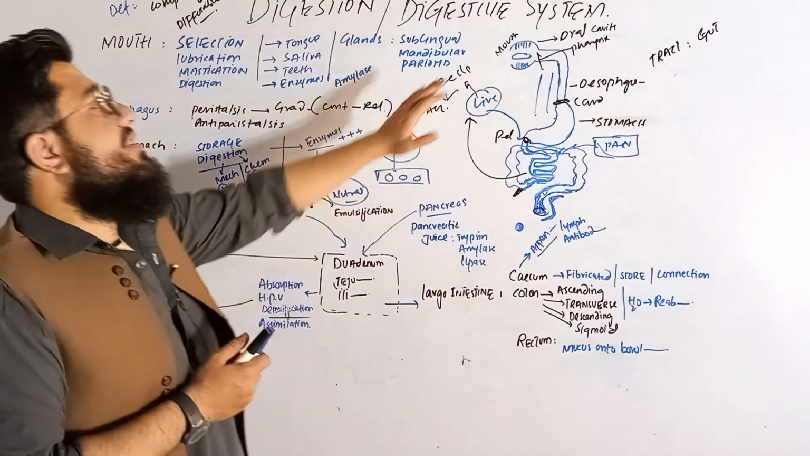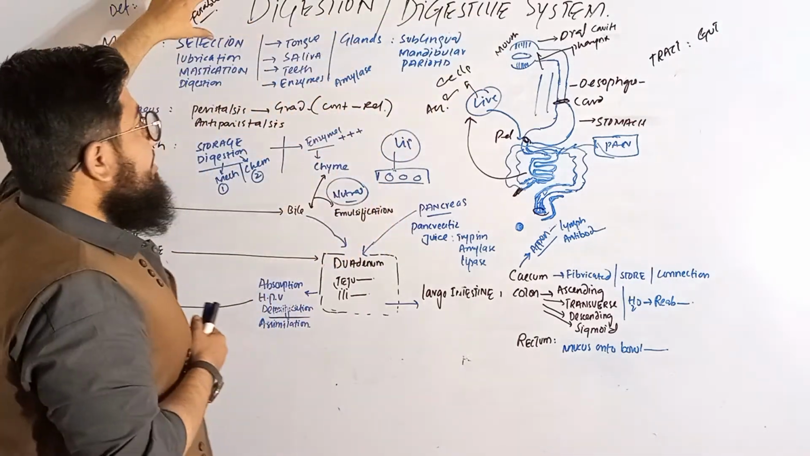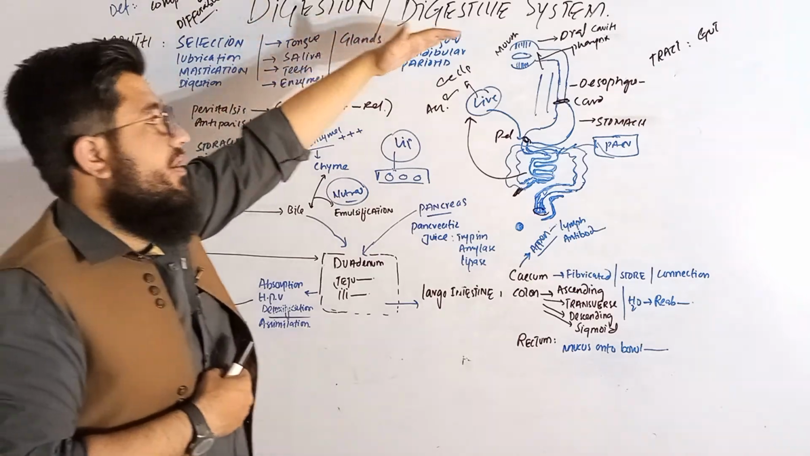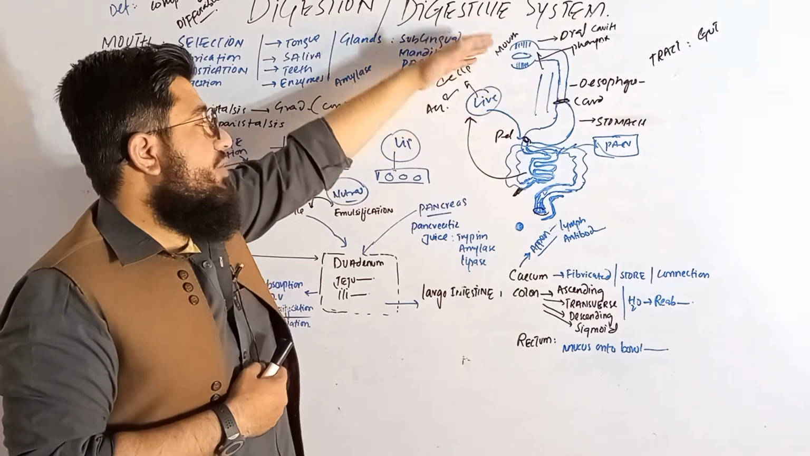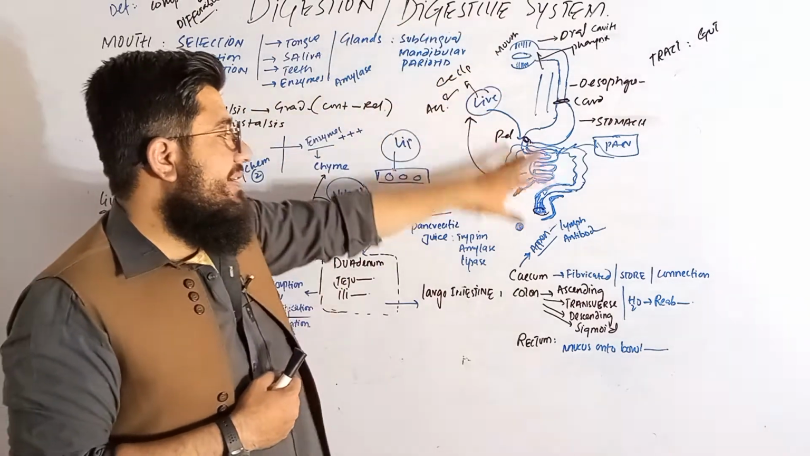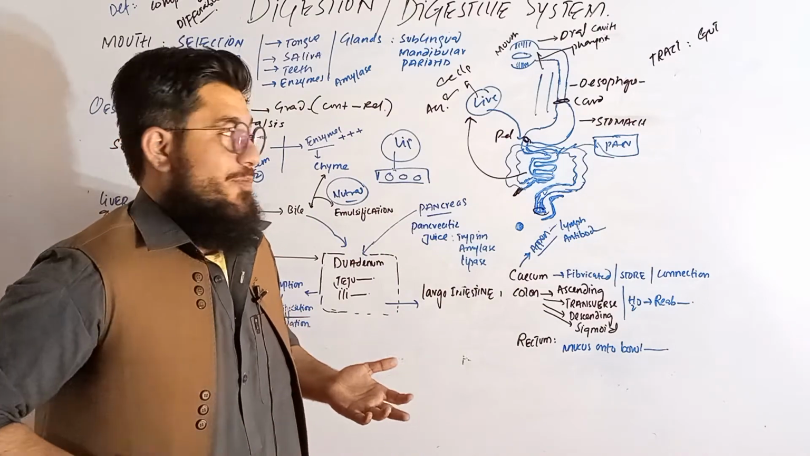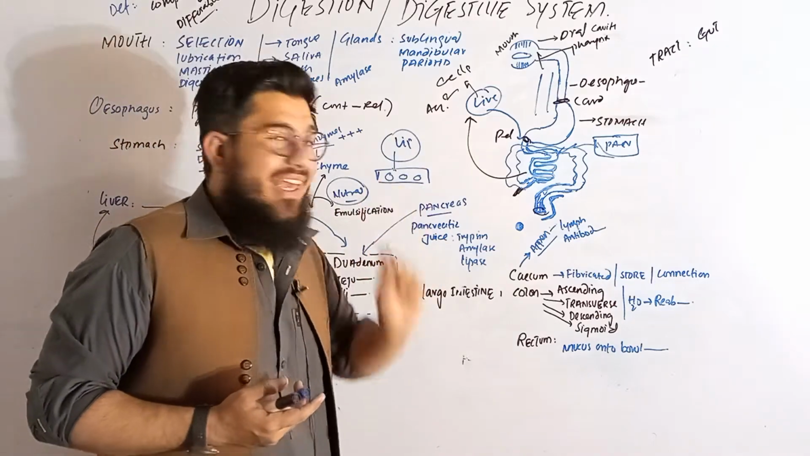Now what is the digestive system? A system responsible for digestion. This system is composed of the following organs. It starts from the mouth and ends at the end. Now what is the ending point? Remember, the ending point of digestion is the small intestine, not the anus.